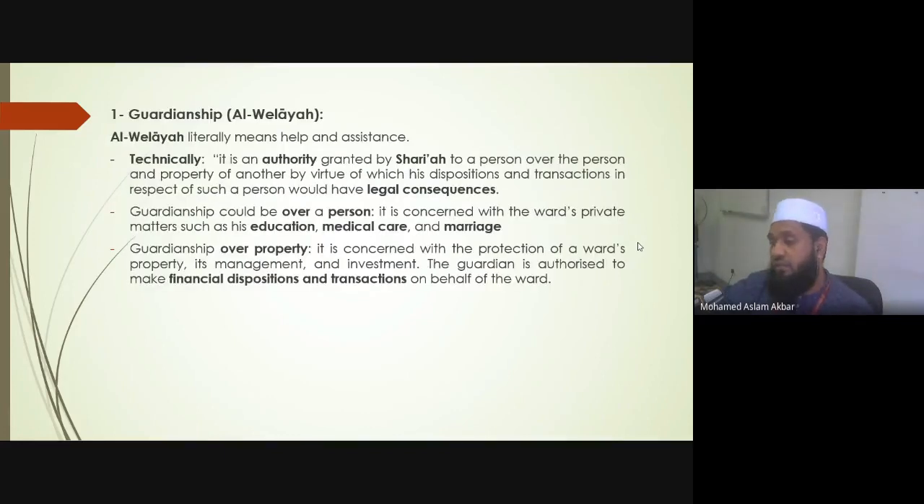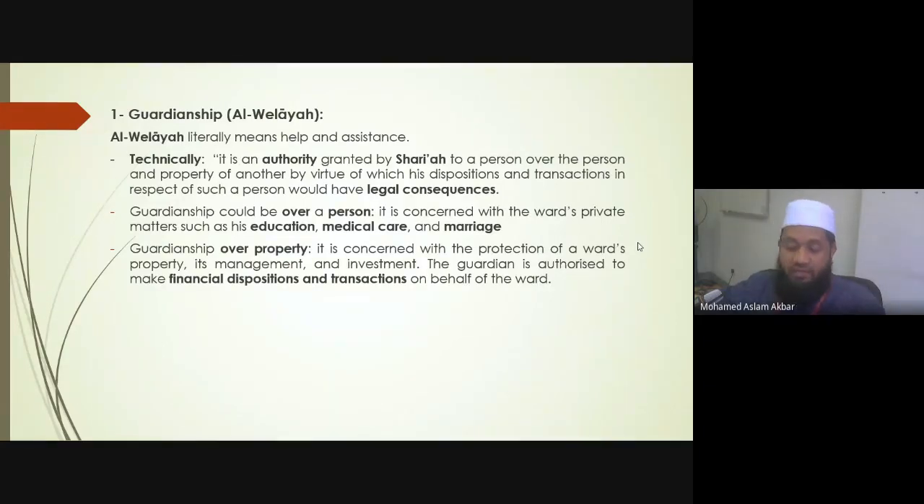Let me tell you first about guardianship. What are the consequences? Technically, it is an authority granted by Sharia to a person over the person and property of another, by virtue of which his disposition and transactions in respect of such a person would have legal consequences, right? It could be over a person, it could be over a property.